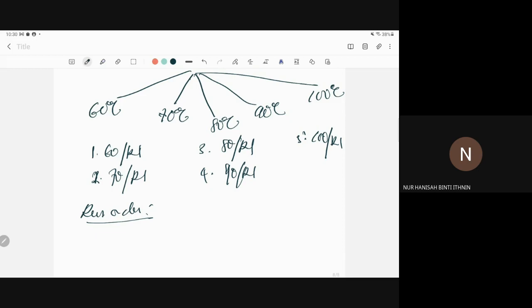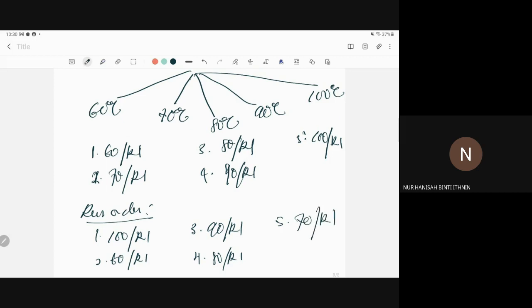Okay, so randomize all these 5. Write it on pieces of paper, mix them up, fold them, mix them up, and then pick straws. For example, number 1, run order 1: you pick 1, you get 100 rep 1. Number 2, you pick 1, you get 60 rep 1. Number 3, 90 rep 1. Number 4, 80 rep 1. And lastly, 70 rep 1. Okay, so this is your run order.